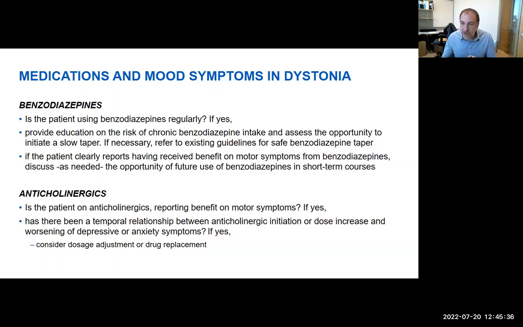neurologists should provide, or nurses should provide, education on the risk of chronic intake of benzodiazepines, and depending on the opportunity and the appropriateness of the case, initiate a slow taper. If necessary, we can also use existing guidelines for a safe benzodiazepine taper.